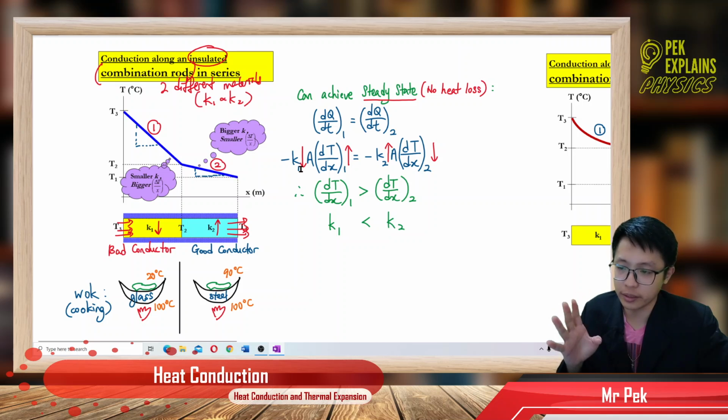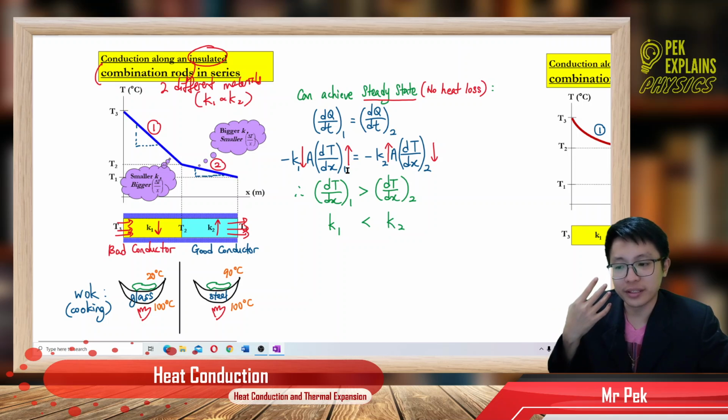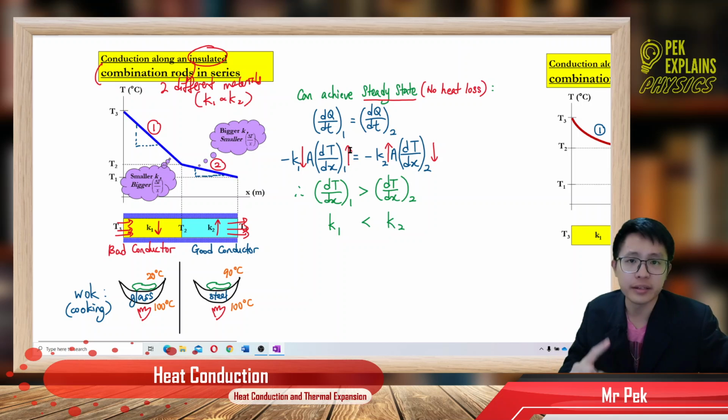When you have low K here, the rod 1 has a low thermal conductivity. So the temperature gradient must be higher, must be very high. But for the right hand side, the thermal conductivity K is high. So the temperature gradient must be small to balance out the equation. You understand or not? To balance out the equation.